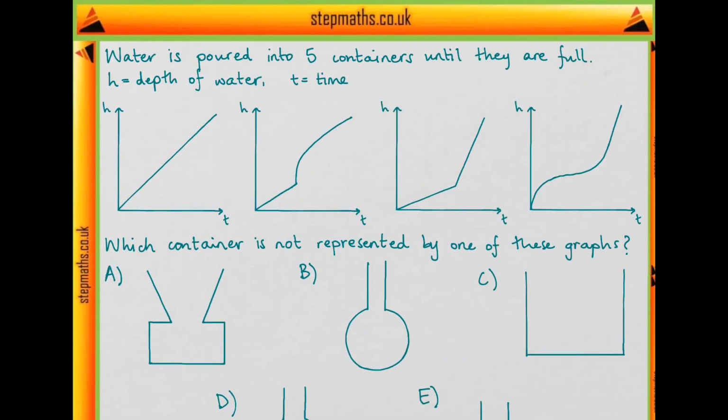So the depth of the water is going to depend on the width of the container. If the container is narrower, then the water is going to rise faster. For a graph like this one, where the water rises at a steady rate, the width of the container isn't going to change, so it's going to have straight edges, which means that this graph must correspond to container C.